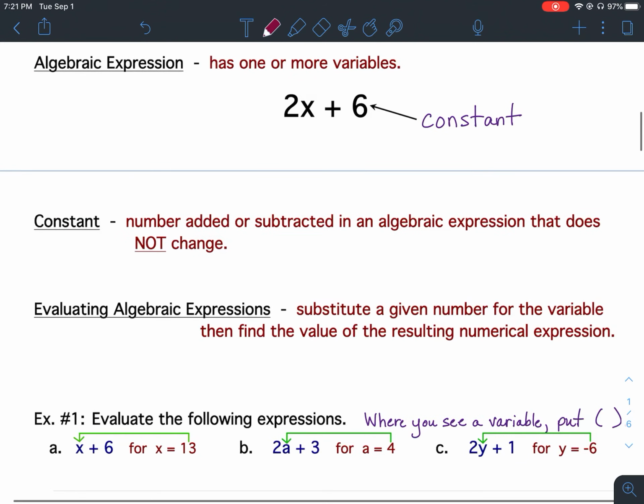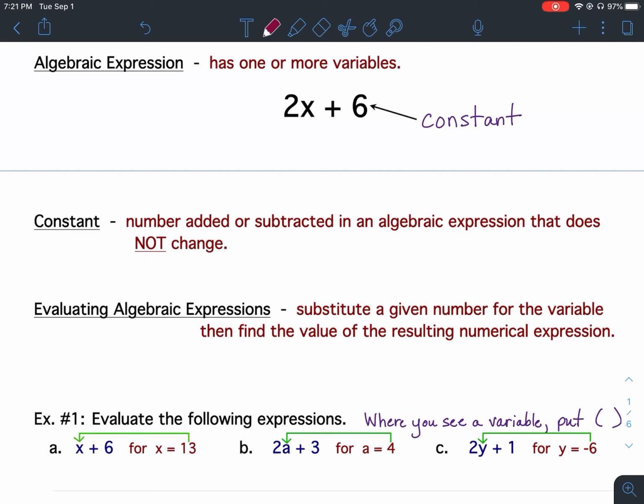All right, now a constant again is a number that is added or subtracted in an algebraic expression that does not change. The 2x, that part can vary depending on what x is, but you're always adding 6 at the end. So the 6 is a constant.